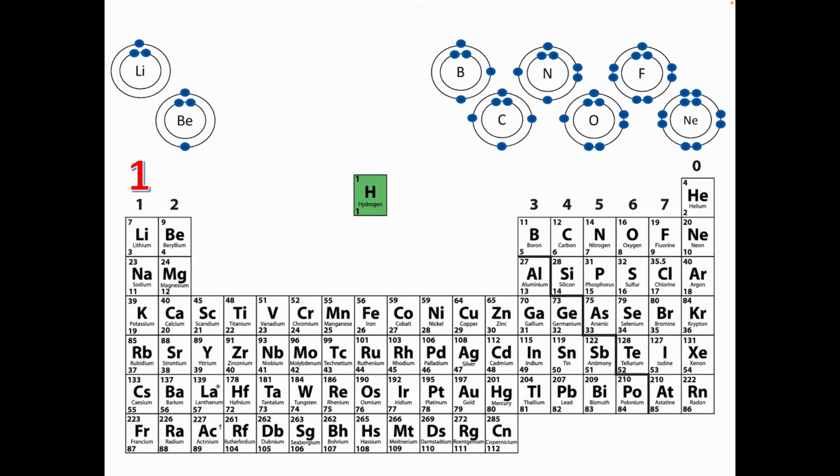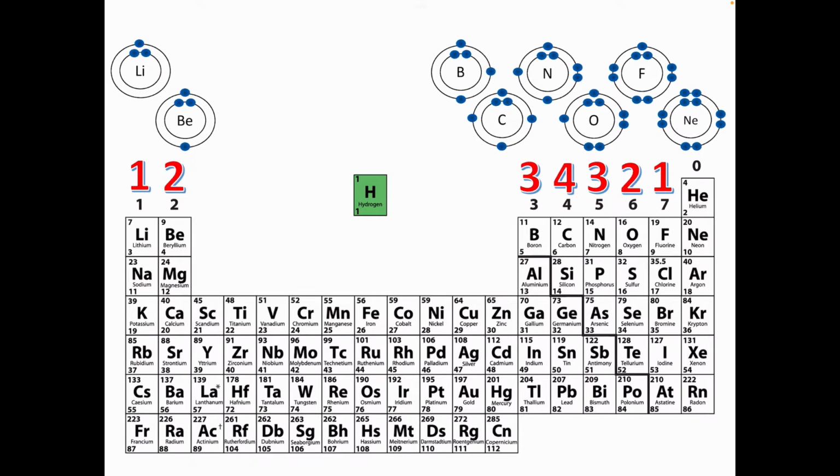In group 2, the easiest way to get a full outer shell of electrons is to lose 2 electrons, so the valency is 2. In group 3, the easiest way is to lose 3 electrons, so the valency is 3. In group 4, it can gain 4 or lose 4, so the valency is 4. In group 5, the easiest way to get a full outer shell of electrons is to gain 3, so the valency is 3. In group 6, it could gain 2, so the valency is 2. And in group 7, the easiest way to get a full outer shell is to gain 1. Group 8 doesn't have a valency because they already have a full outer shell.